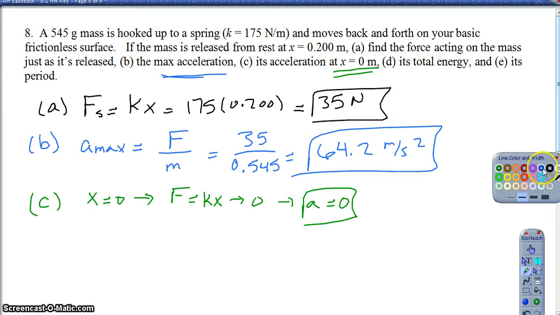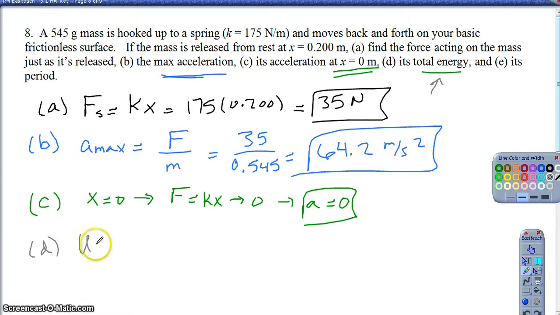Part D, find its total energy. And again, whether they say it's total energy or it's total energy at a specific point doesn't make any difference. To find the total energy, I'm going to find the energy somewhere, and then I'm going to use that number wherever I may need it. And so oftentimes the easiest point to find the total energy is right at that maximum displacement, because I know at that maximum displacement, it would have maximum potential energy.